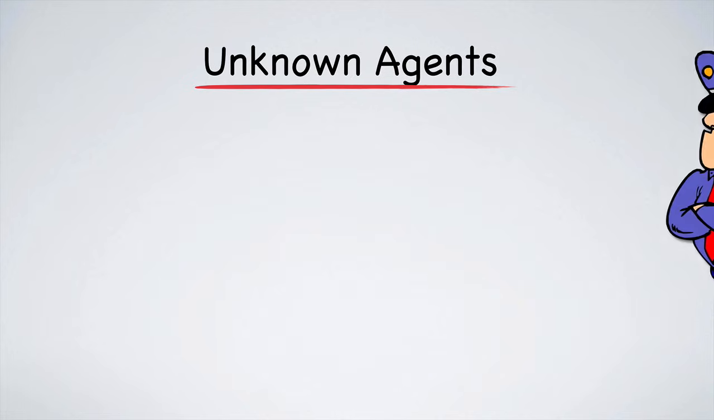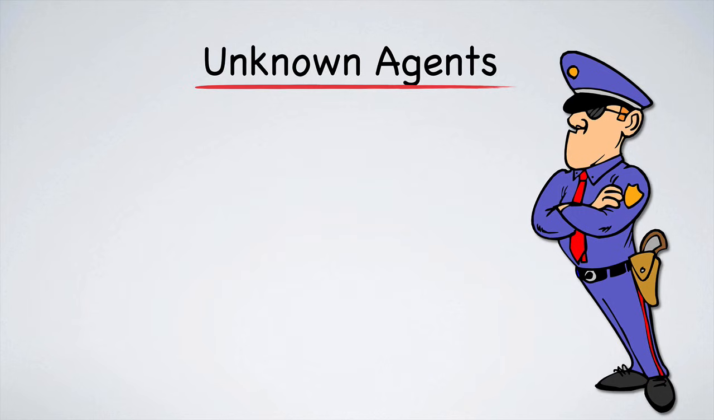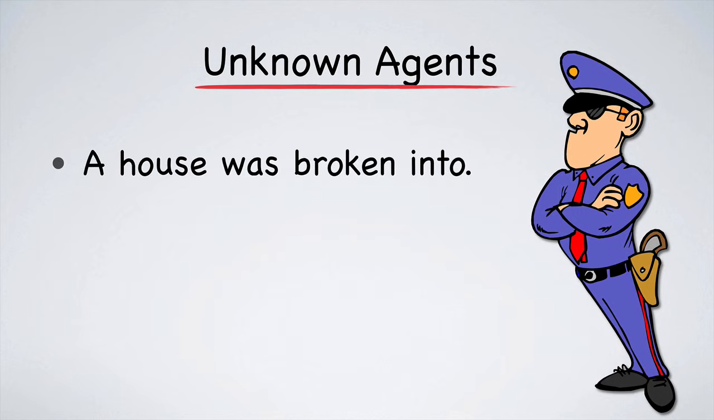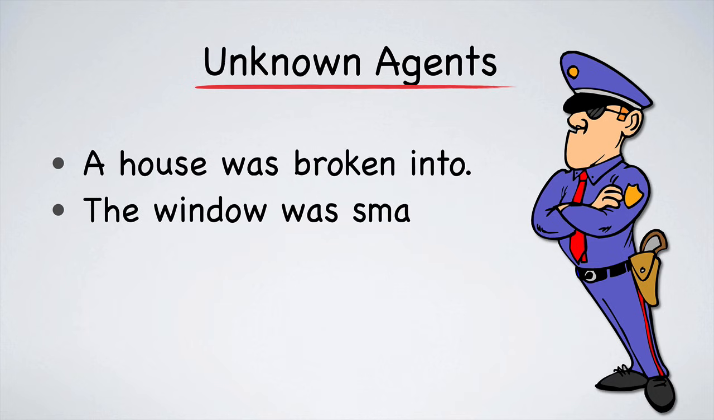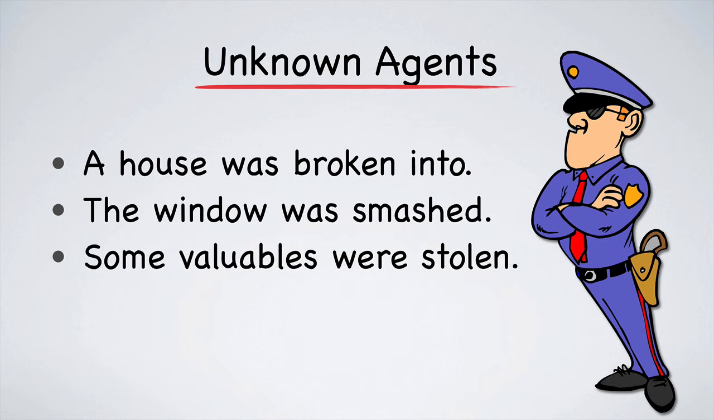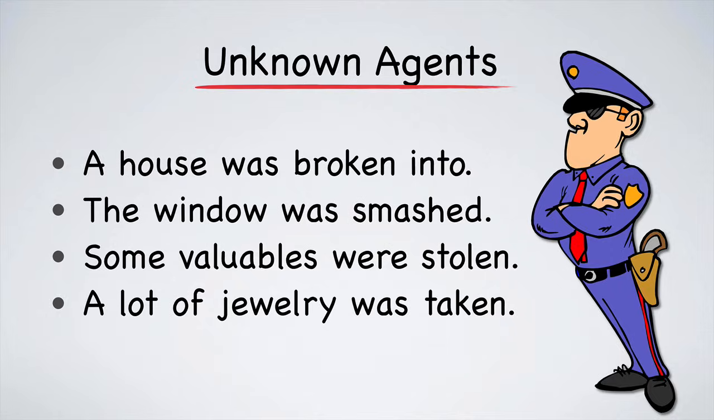On to unknown agents. The most common type of unknown agent, if he or she is good at what they do, is the criminal. For this reason, the passive is often used by police and lawyers. For example, a policeman might say, "A house was broken into. The window was smashed. Some valuables were stolen. A lot of jewelry was taken."